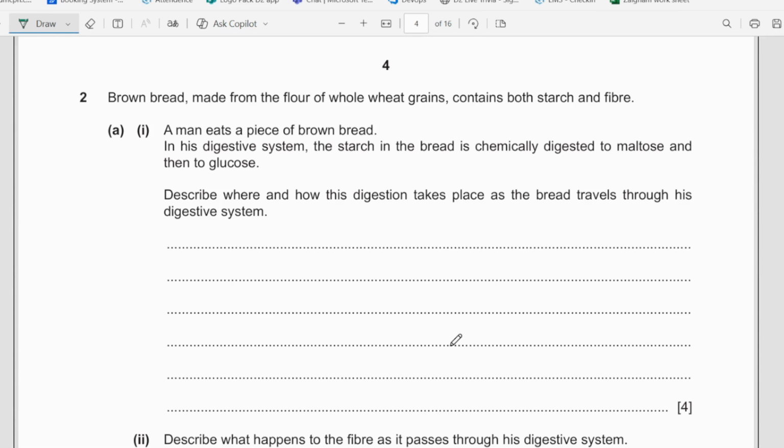Brown bread made from the flour of wheat grains contains both starch and fiber. A man eats a piece of brown bread. In his digestive system, the starch in the bread is chemically digested to maltose and then to glucose. Describe where and how this digestion takes place as the bread travels through the digestive system. We have to tell all parts. First of all, we'll talk about the mouth. Just write your answer and then tell me what you have written for 4 marks. Write your answer first.